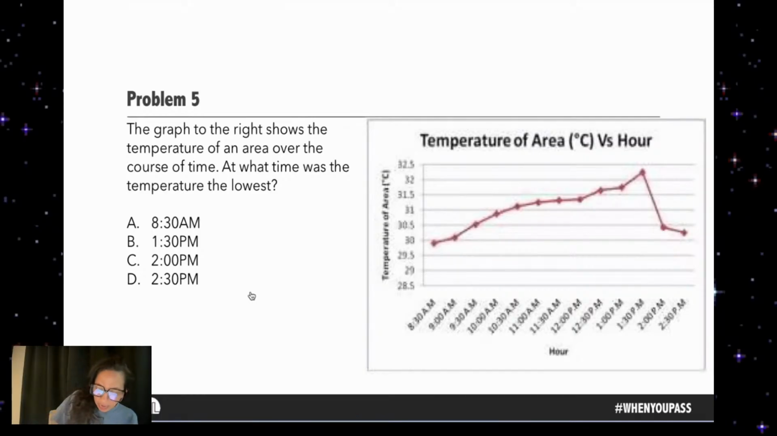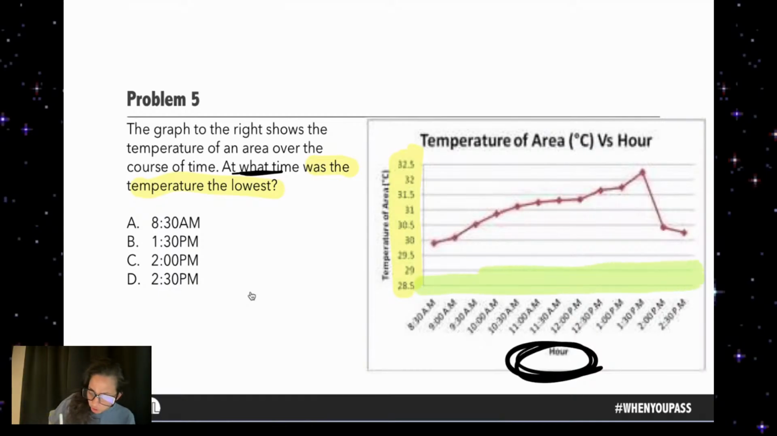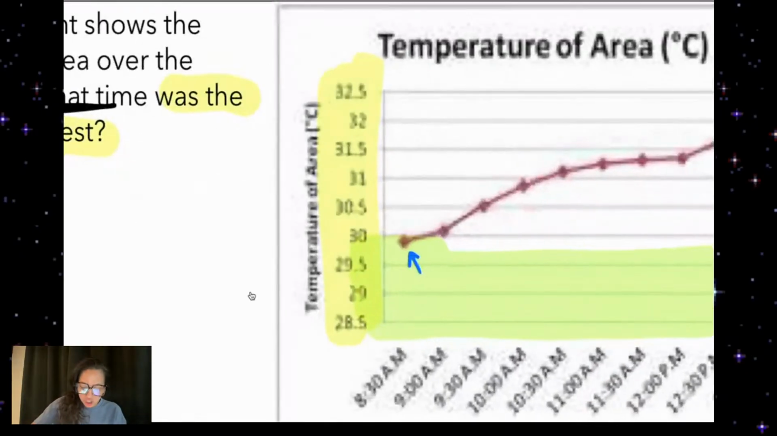So what time? So we're looking for the time the temperature was the lowest. Well, this is temperature. So I need to look at the graph and figure out where the temperature was the absolute lowest. So I'm looking for where I hit the graph at the absolute lowest. This dot right here is just below the 30 line. That dot right there is just below this 30 line right here.